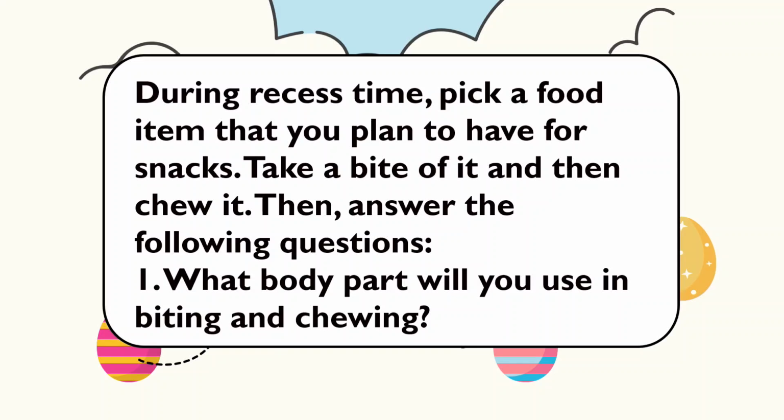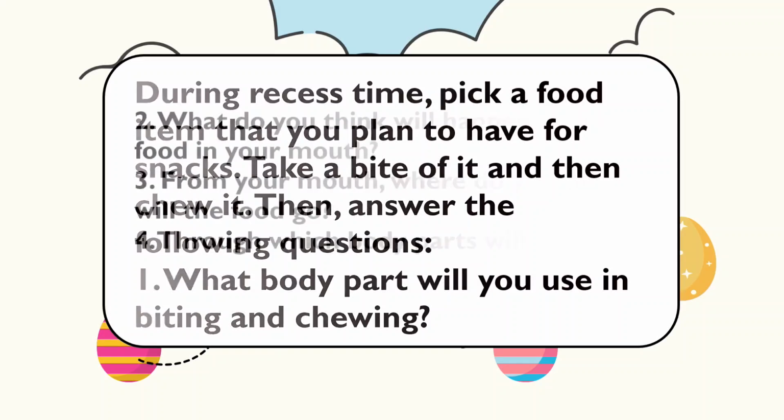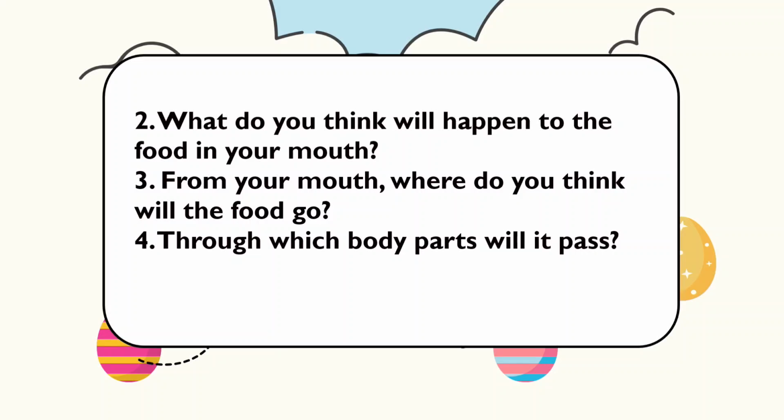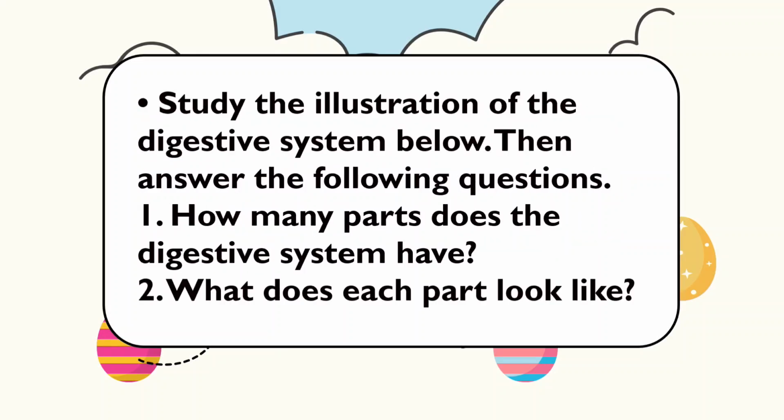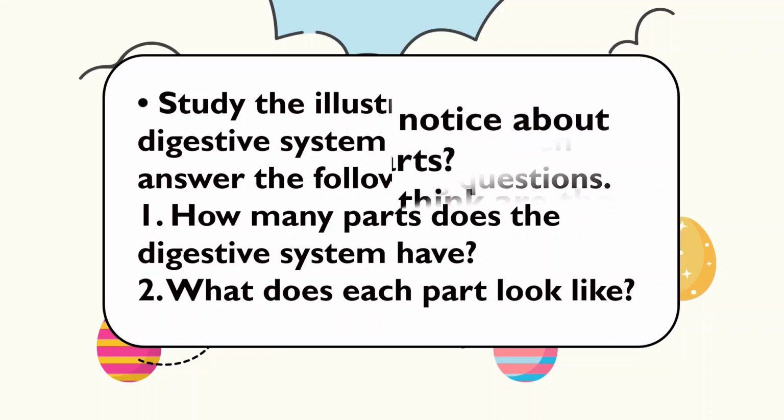Number 1, what body parts will you use in biting and chewing? Number 2, what do you think will happen to the food in your mouth? Number 3, from your mouth, where do you think will the food go? And number 4, through which body parts will it pass? Study the illustration of the digestive system below, then answer the following questions.